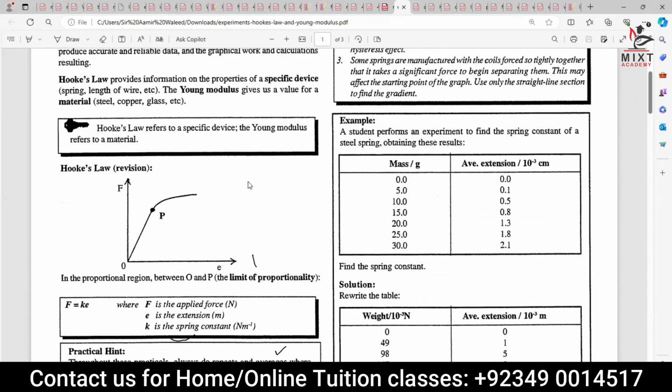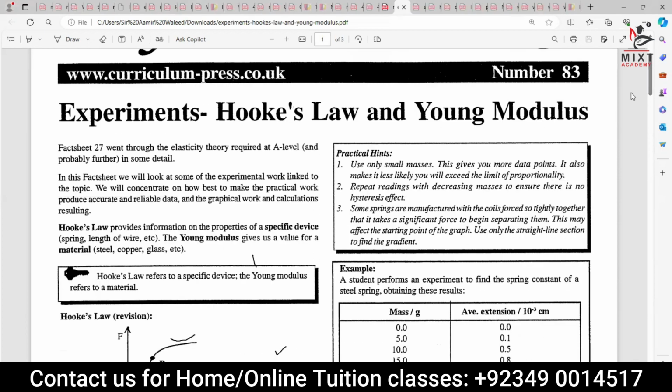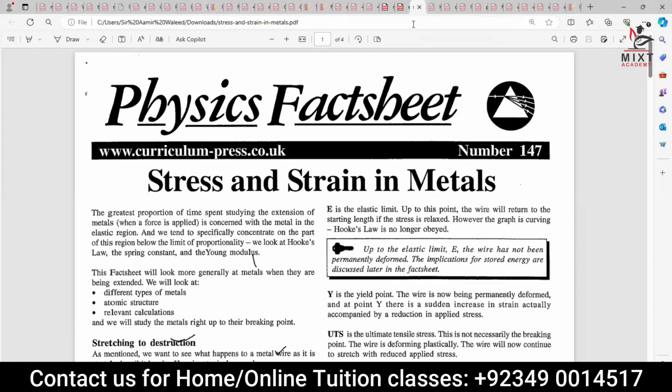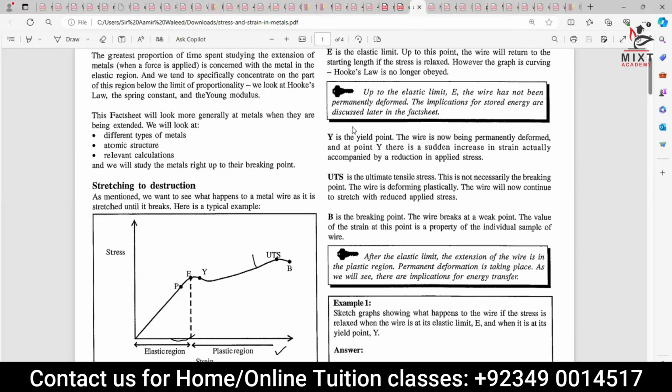Now, the first law which actually makes us understand or explain something is called Hooke's law. Now, what exactly is Hooke's law? That's what we have to explain here. This is the graph I'm talking about. Before we go into the detail of that, let's explain stress.